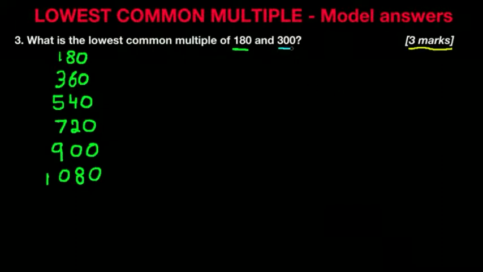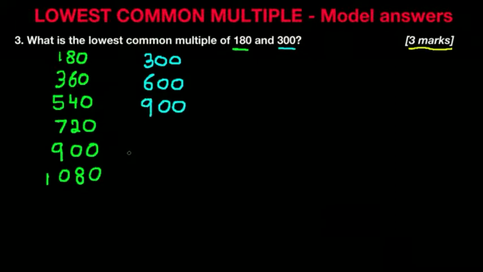We're now going to work on 300. And don't forget, the lowest common multiple is the smallest number that both of these numbers will go into. So we'll write down 300. Adding 300 gives us 600. We add again, 900.